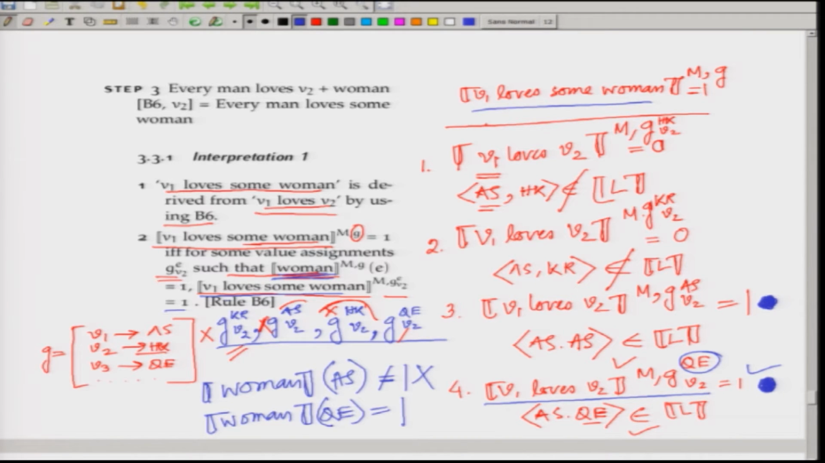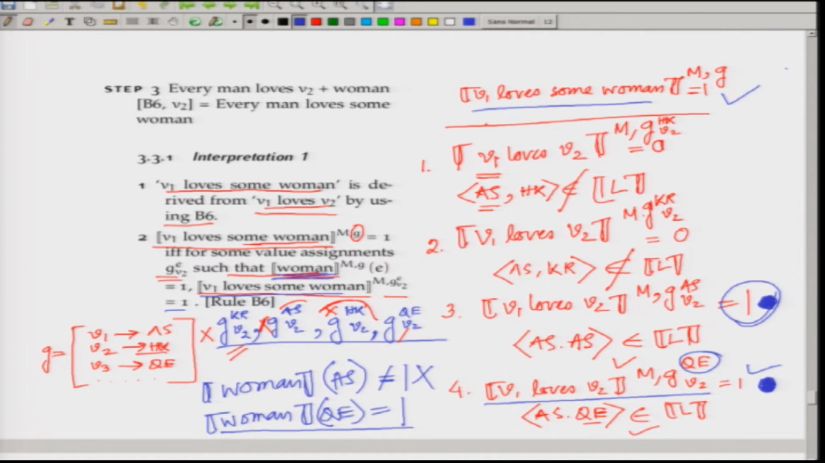The conditions are that V 1 loves some woman comes true, and also the other condition. So, one condition is V 1 loves V 2 will be 1 with respect to that value of E. Here we have 2 values A S and Q E. The second condition is that value of E, in this case Q E, must also satisfy this condition. So, it also satisfies this condition. Therefore, it is true that V 1 loves some woman.